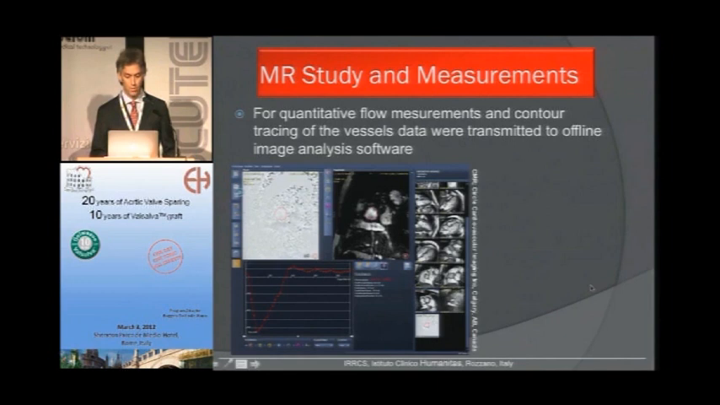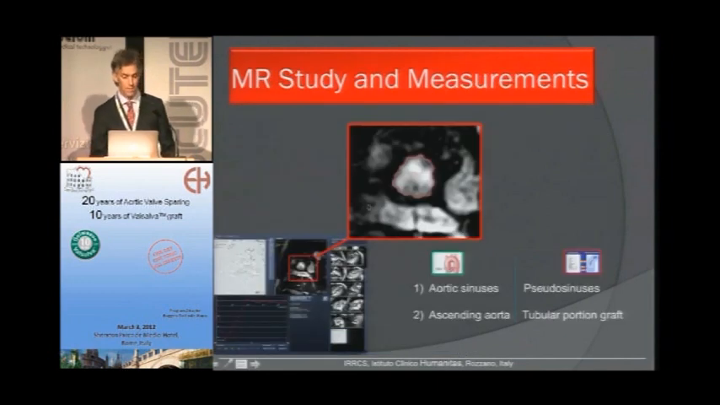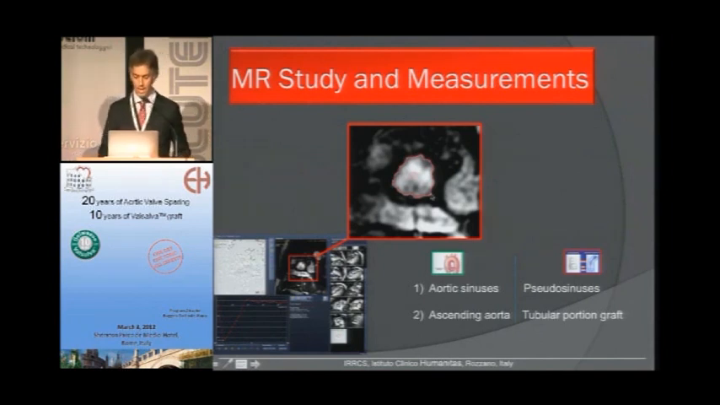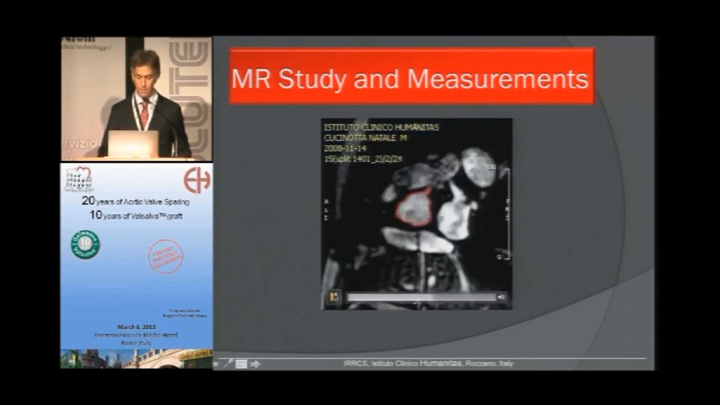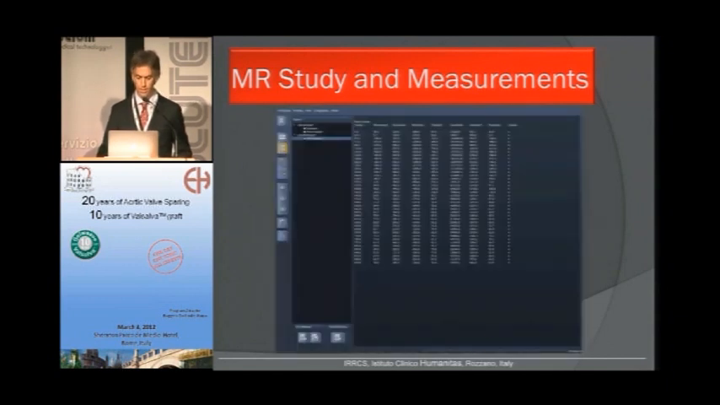Then for quantitative flow measurement and contour tracing of the vessel, data were transmitted online to this software. This is a Canadian software that has the capacity to trace the contour of the aorta automatically, and we measured the contour of the aortic sinuses and ascending aorta in healthy individuals, and pseudosinuses and tubular portion of the graft in the study group. And this is how the software follows the changing area during the systodiastolic cycle.